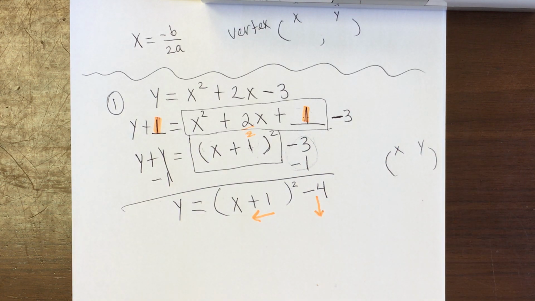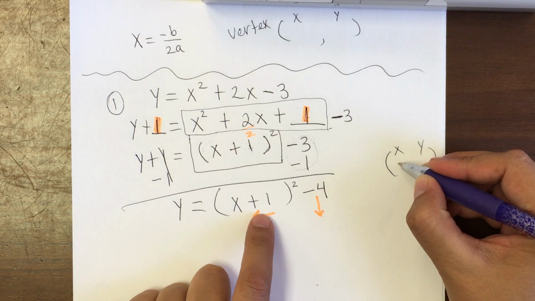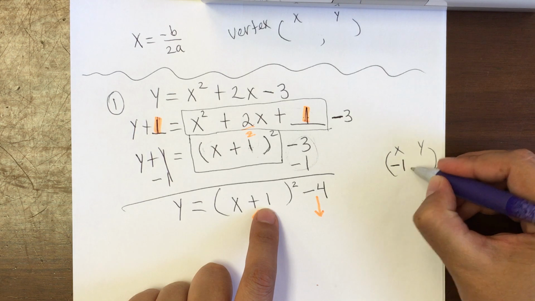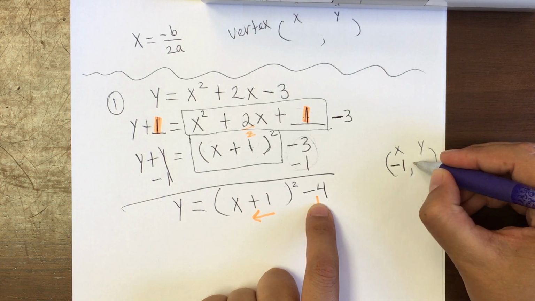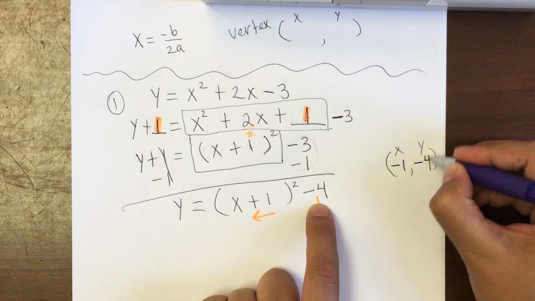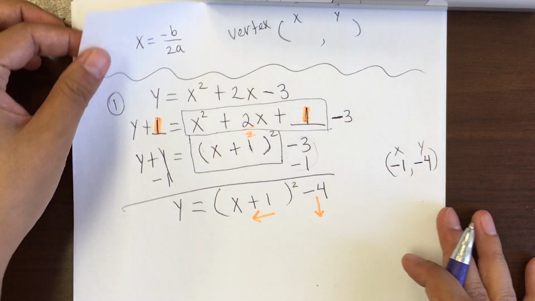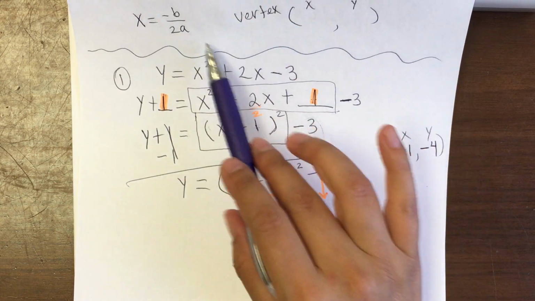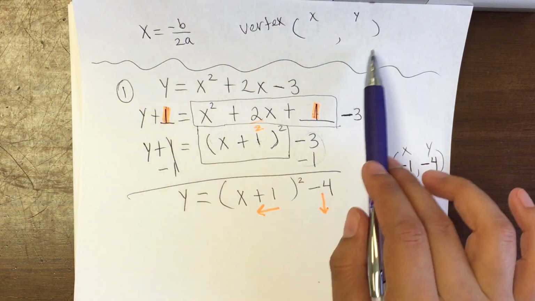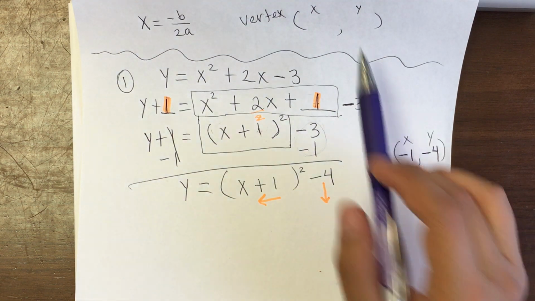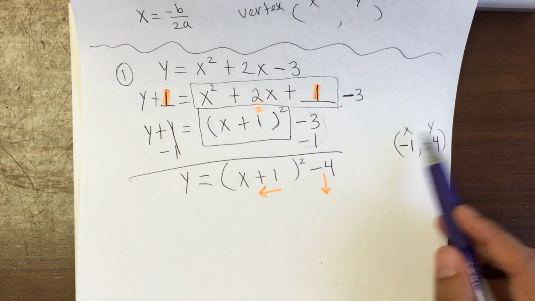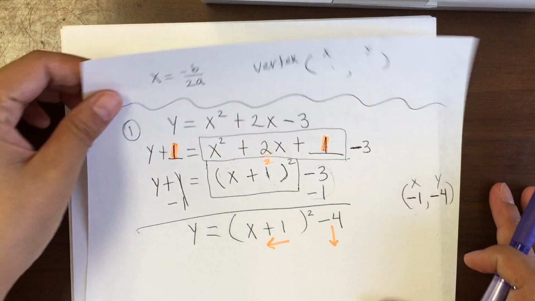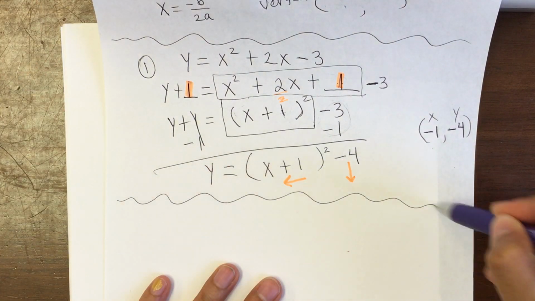So what does that mean? That on x, we're going to have -1. And on y, it's going to be -4. Now, I want to compare these to yesterday's lesson, the previous lesson, 11.3, so that you can see that you can get the vertex either way. So let me show you.